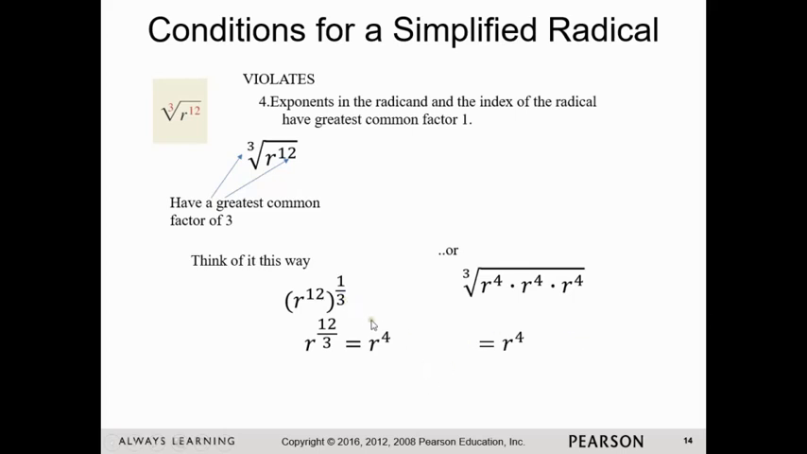So one way to think of it is in fractional exponents. Another way to think of this, and it's not the correct mathematical way to do it, but it does work, is if you have a variable raised to a power, you can divide the power by the index, and you end up with r to the 4th. See, what we did was divide 12 by 3, and we ended up with r to the 4th.